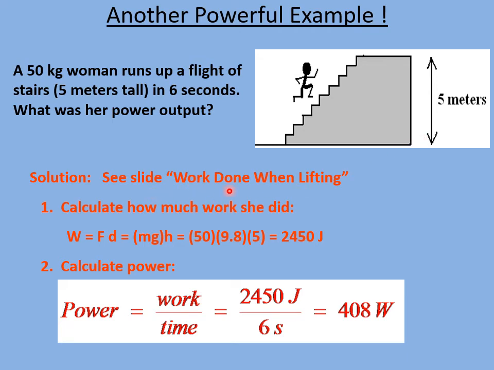So remember that we can calculate the work done when lifting is equal to force times distance, but remember it's equal to mgh. So her mass is 50 kilograms, g is 9.8, and the height is how far she lifted her body up, and that was the 5 meters, the height of the stairs. So these three numbers multiply together to get 2,450 joules. So that's how much work she did. Now to calculate power, of course, we need to divide the work by the time. So we have 2,450 joules divided by 6 seconds, and that gives us a power output of 408 watts.